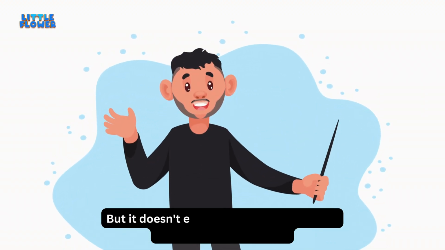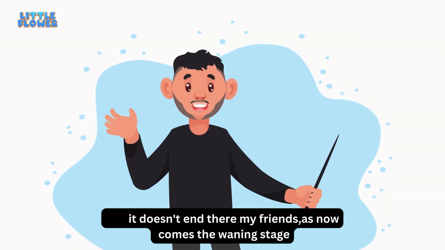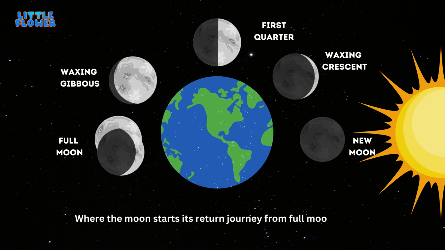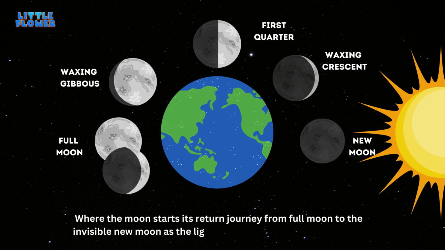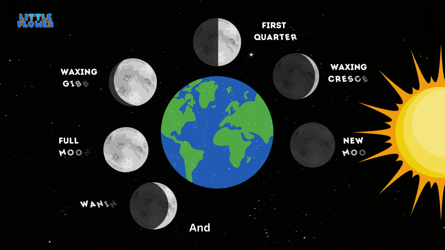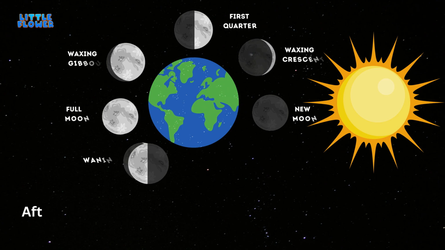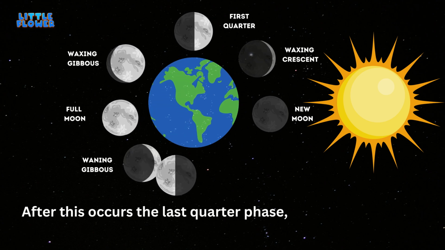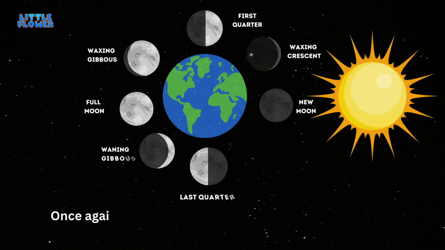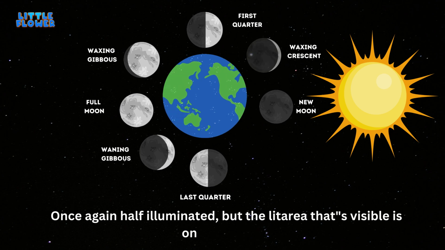But it doesn't end there, my friends, as now comes the waning stage, where the moon starts its return journey from full moon to the invisible new moon as the light begins to decrease on its surface, and it enters the waning gibbous phase. After this occurs the last quarter phase, during which the moon is once again half illuminated, but the lit area that's visible is on the decline.